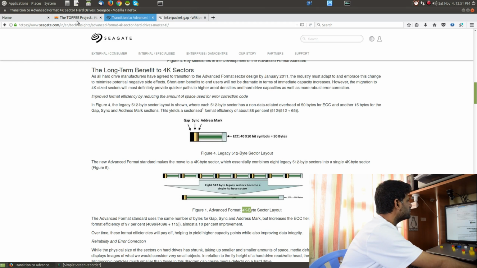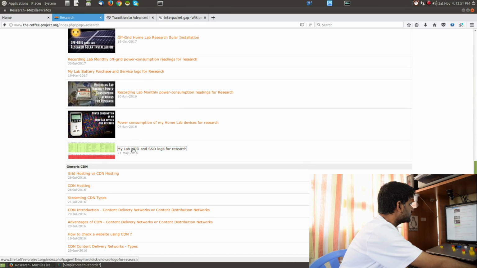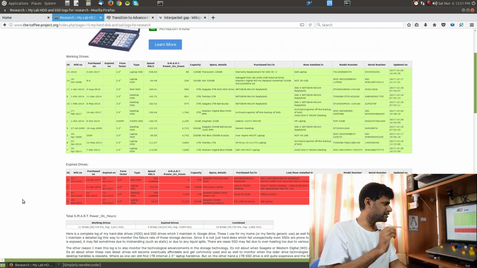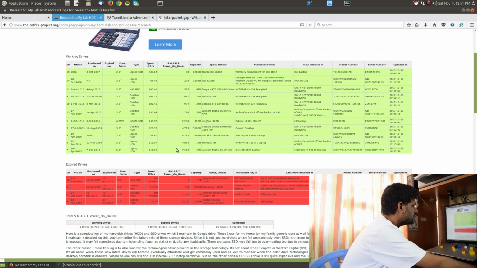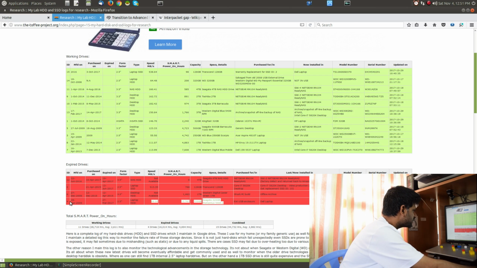Which is the reason I have done some plotting of my drives in this database. I generally maintain all my working drives and also my expired drives. I have some drives which are almost a decade old. If you notice, some of the drives are very old. You can see here one such drive, which I got in 2009. I'm not sure about the exact purchase date, but the manufacturing date, as you can see here, is 18 March 2009.